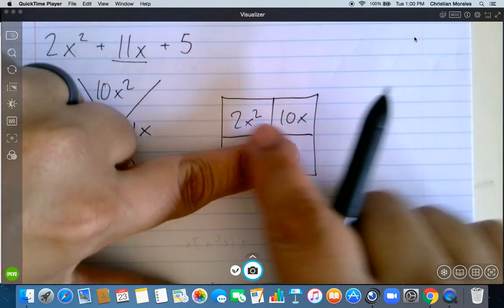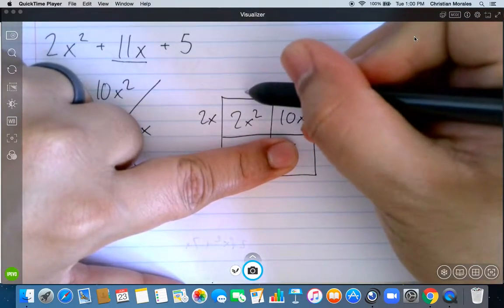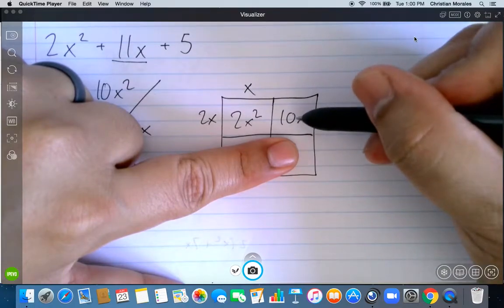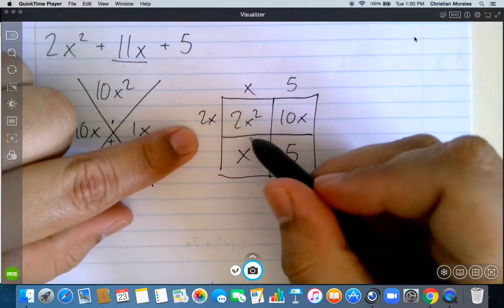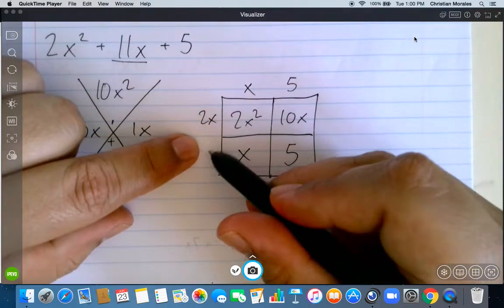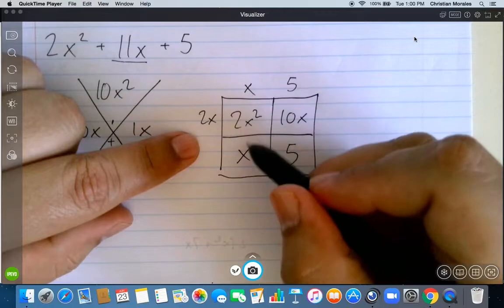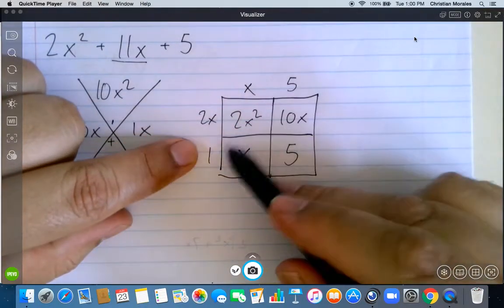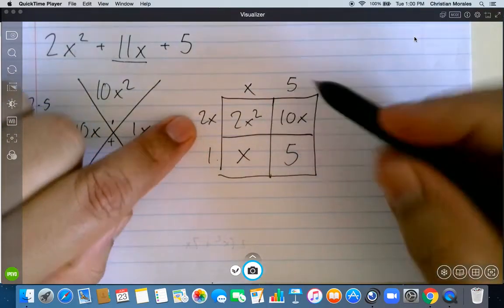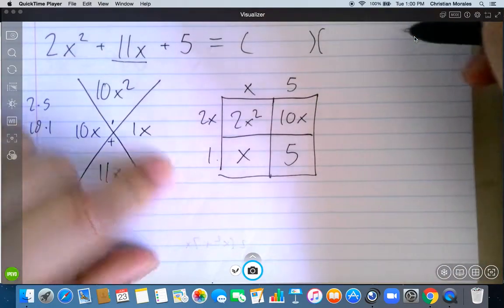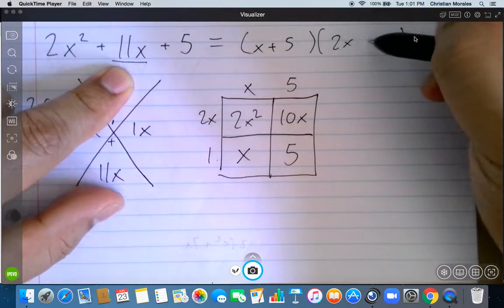So what numbers multiply to make this? What are the factors of these? 2x. How would you make this? 2x times x. How would you make 10x with 2x? 2x times 5. That's how you make that. Okay. How would you make x? What do I multiply it by to make it the same? Oh, times 1. X times 1 is x. How do you make 5 with 5? 5 times 1 is 5. There you go. The factored form of this is 2x plus 5 times x plus 1.